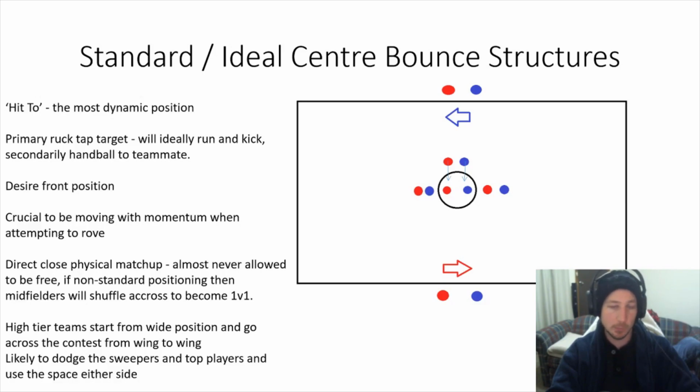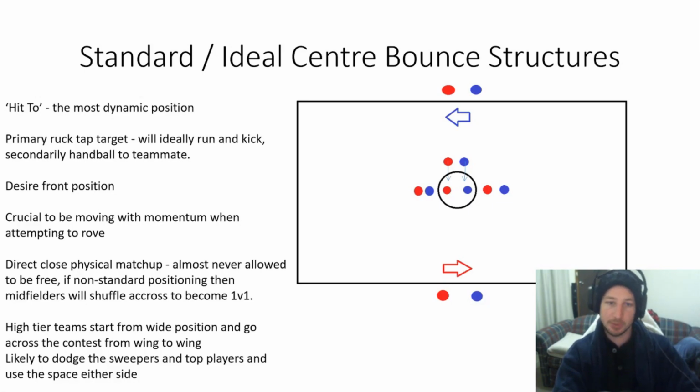Typically, hit twos really want front position. That's really important, and that ties into this idea of moving with momentum. So, not collecting the ball standing still, because you can't do anything with it, and it's very easy for you to get shut down. A feature of this matchup is that it's very direct, very close. No one allows the other guy to be free. This is a pattern in the wingers too. It's not worth it to get yourself free and run the risk of having the other guy free, is my assumption.